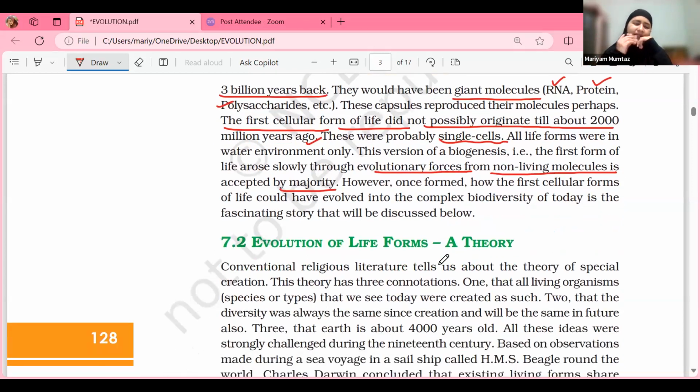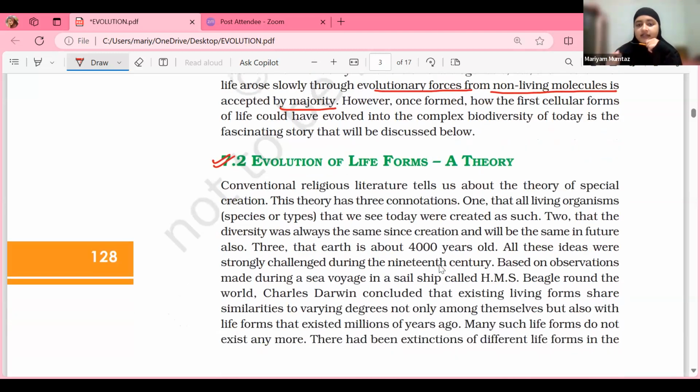Now, in this particular chapter, the whole introductory part, all sorts of experiments and theories, are not that important in my opinion because they don't ask you about this a lot. Maybe they would ask you what the certain theories are, and now you know about those theories. But the main thing from this chapter is the concept of natural selection. This part that we're going to start now is very significant in this chapter. Now let us start. Conventional religious literature tells us about the theory of special creation. This theory has three connotations.